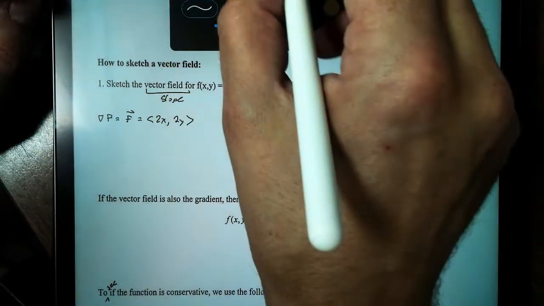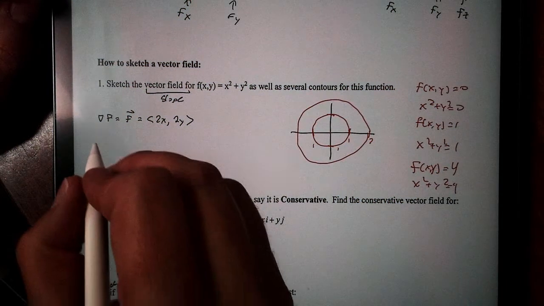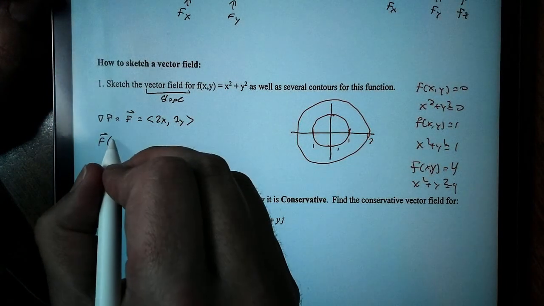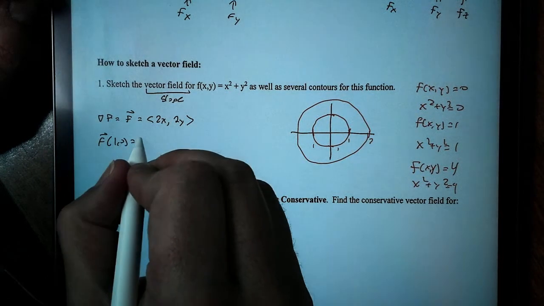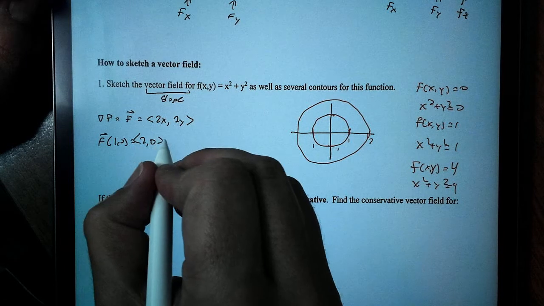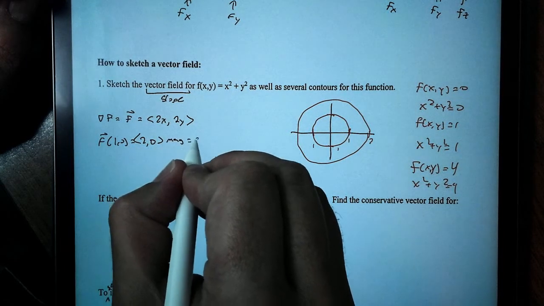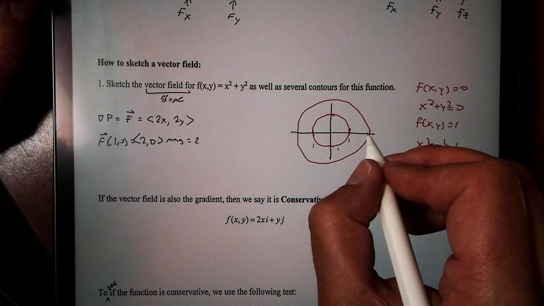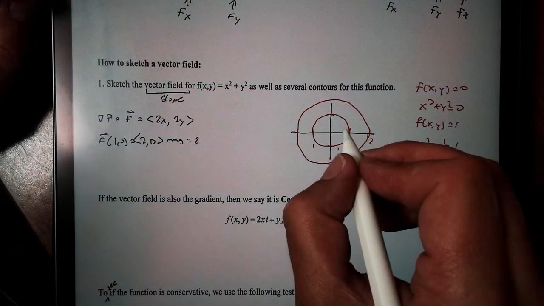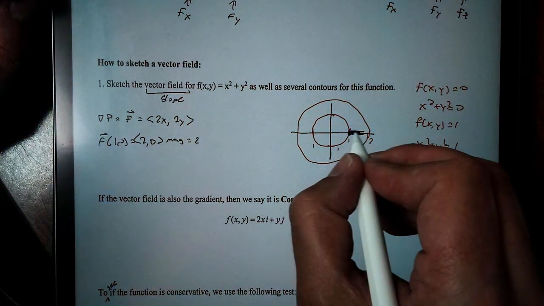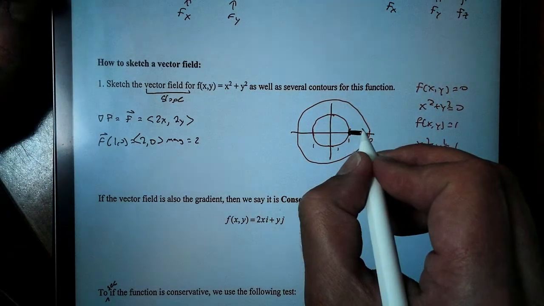And now let's go ahead and graph our vector field for this problem right here. We're going to do the first one at 1, 0, and that's going to give us 2, 0 with a magnitude of 2. Now don't forget, at 1, 0, we're just going straight out. So at 1, 0, we are going out in this direction. Now it's going to be 2, so I'll make that a little bit thicker, right there.